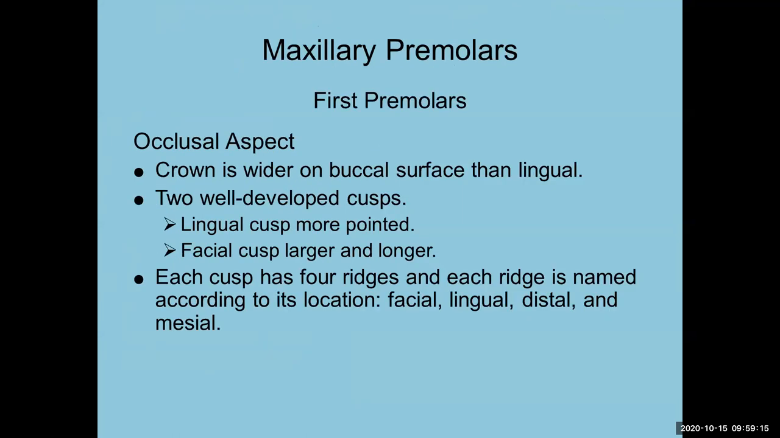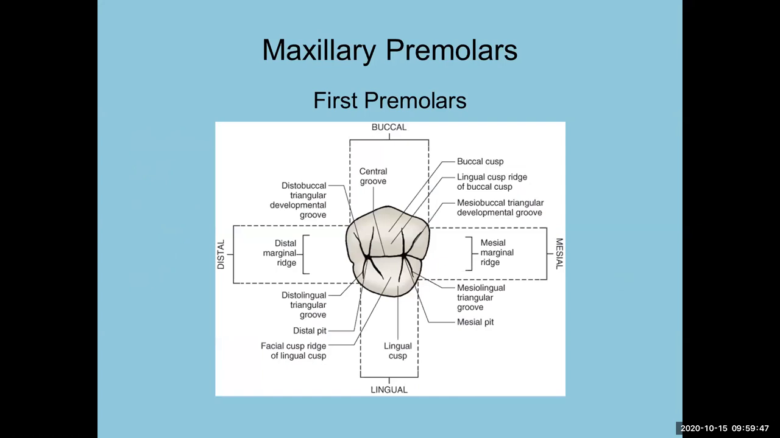For your first premolar on the occlusal, the crown is wider on the buccal surface than it is on the lingual. We've said that, as most teeth are. You've got two well-developed cusps. They're pointed. The facial cusp is larger and longer. It looks very much like the canine. Each cusp has four ridges, and each ridge is named according to its location. You've got a facial ridge, a lingual ridge, a distal ridge, and a mesial ridge. I don't like this picture as much, but this is what a lot of your tooth drawings are going to look like, and that's fine, because what this does is it really accentuates that groove.